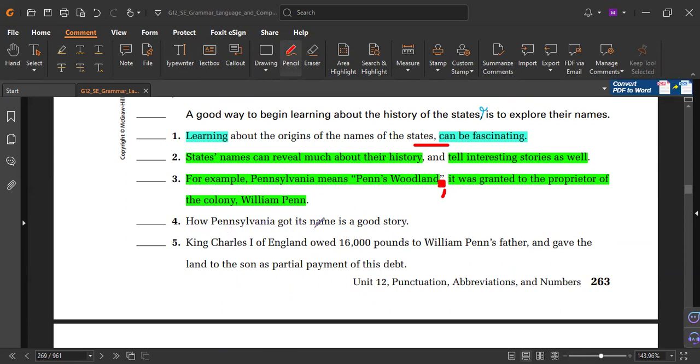"How Pennsylvania got its name is..." So here, should there be a comma after the subject? I told you that your subject can be a clause. So here, "how Pennsylvania got its name" is the subject, and "what is a good story" is a noun clause. As I told you, your subject can be a clause. So here there is no mistake, so it is correct. Right? Okay. So number 4 must be correct.